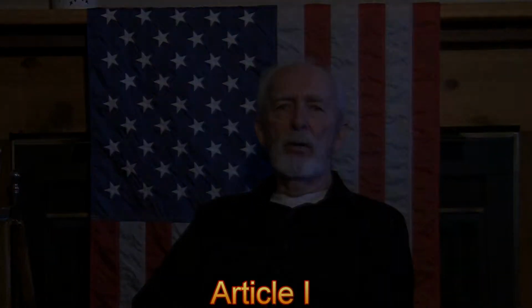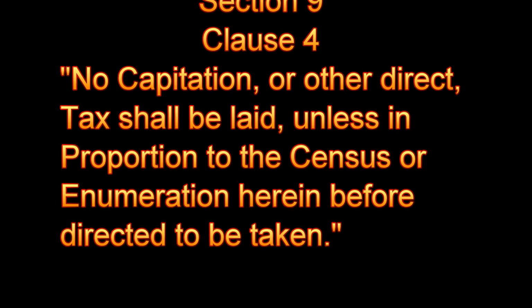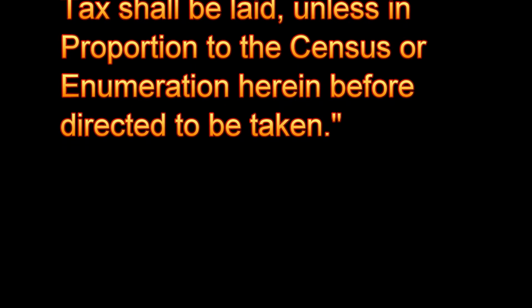Also in 1913, the 16th Amendment, Income Tax Amendment, and the 17th, Senators by Popular Vote Amendments, were declared ratified when they most definitely were not. The 16th Amendment purportedly permitted government to impose a capitation or direct tax upon the citizens in direct violation of Article 1, Section 9, Clause 4, which says, quote, "No capitation or other direct tax shall be laid unless in proportion to the census or enumeration hereinbefore directed to be taken."